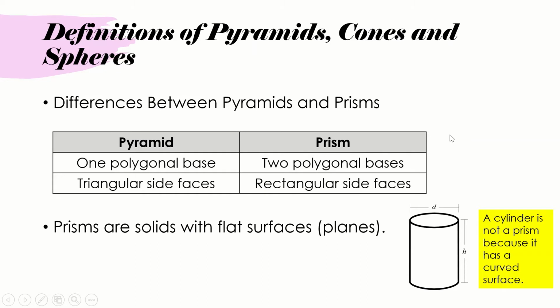So differences between the pyramids and prisms are: a pyramid has one polygonal base, while a prism has two polygonal bases, and a pyramid has triangular side surfaces, while a prism has rectangular side surfaces. So prisms are also solids with flat surfaces, or you can call them planes. So a cylinder is not a prism because it has a curved surface. So this is a cylinder with d diameter and h height.